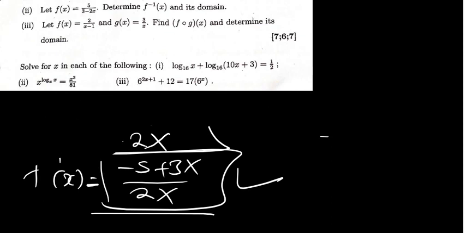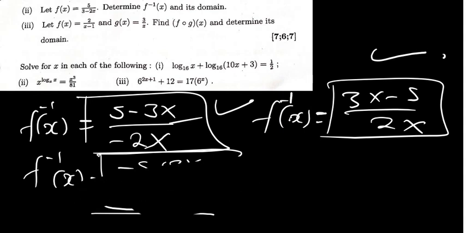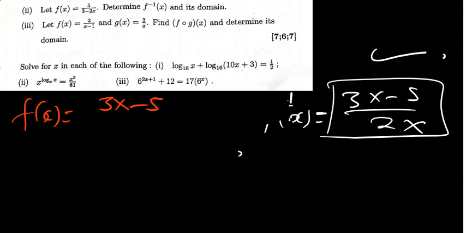We go to the next question, which is saying let f of x is equal to 2. Sorry, forgot about that. Now we have found, now let's consider this. We have found that the answer is f of x is equal to 3x minus 5 over 2x. This is the answer.